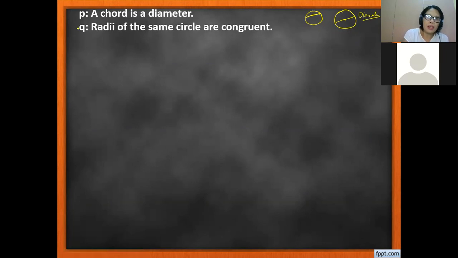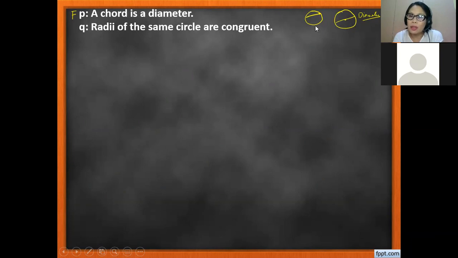So we could say that statement P is a false statement because a chord is not a diameter. A diameter is a chord. Okay, so from the definition of a chord, the endpoints of a chord are located on the circle. Okay, so these are the endpoints, right? So the endpoints are on the circle. The diameter as well, the endpoints of the diameter are on the circle also.